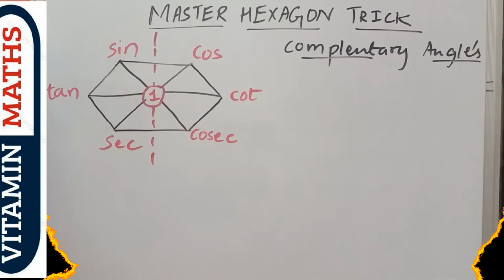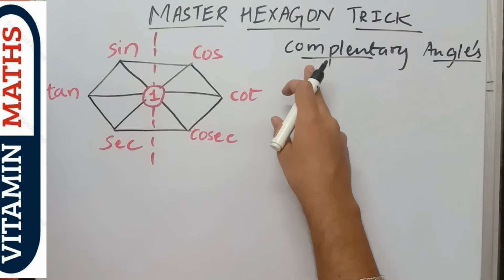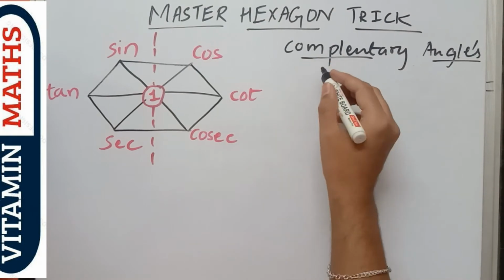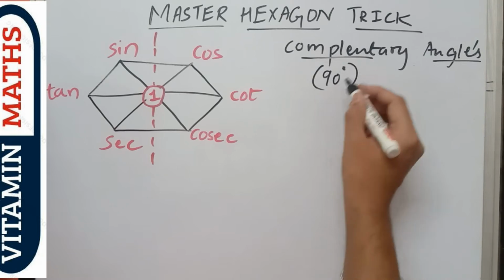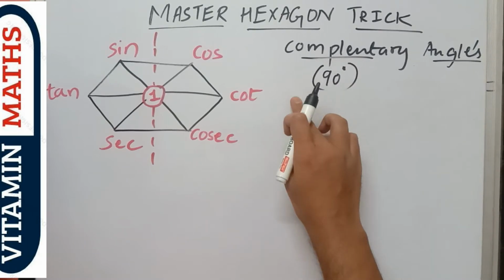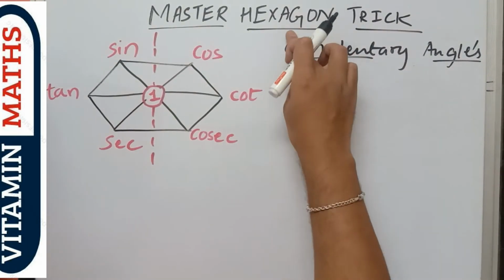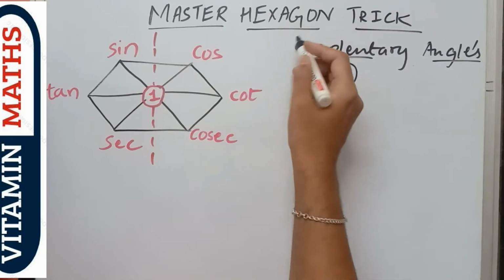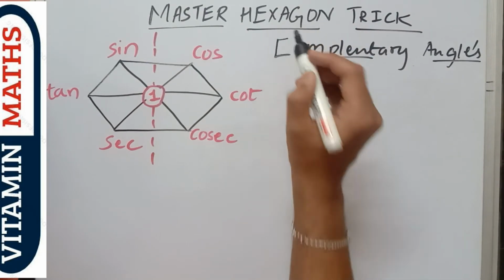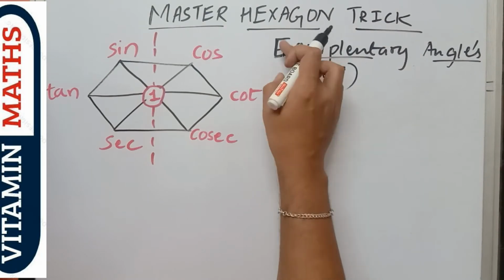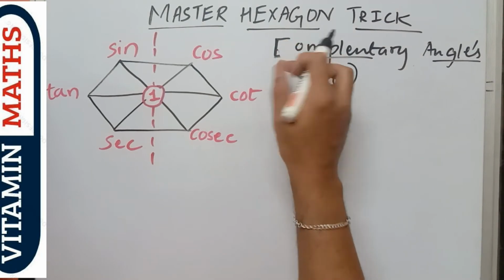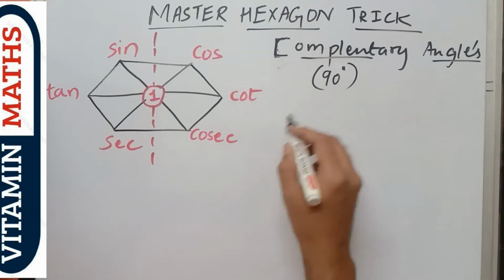So let's see complementary angles. Complementary means the sum of the angles is 90 degrees. In the case of supplementary, it is 180 degrees. You can remember complementary by writing it like this: complementary means 90 degrees somewhere. So these are complementary angles.